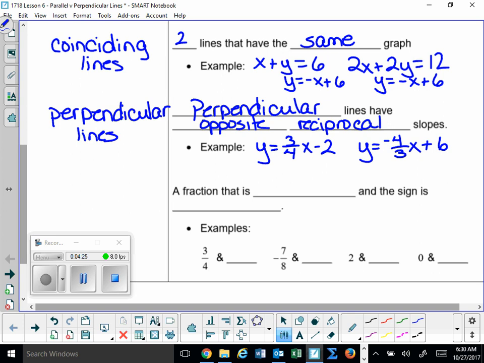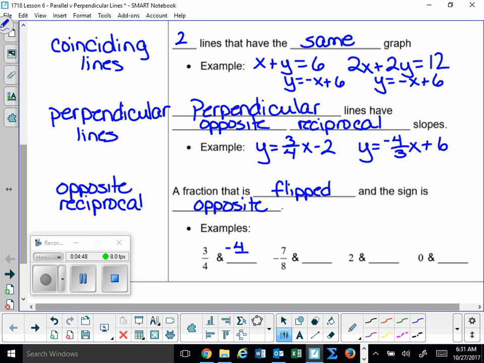So an opposite reciprocal, right? A fraction that is flipped and the sign is opposite. So the opposite reciprocal of 3/4 is -4/3. The opposite reciprocal of -7/8 would be +8/7. The opposite reciprocal of 2 is 1/2. And interestingly, the opposite reciprocal of 0 is undefined.